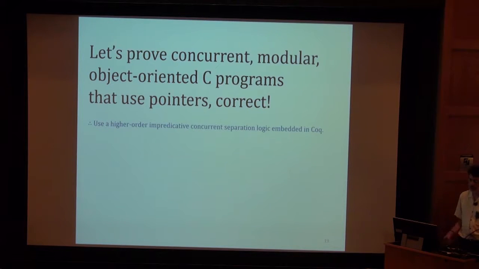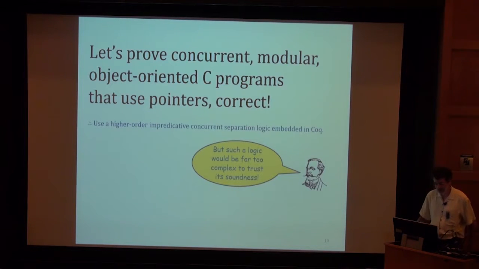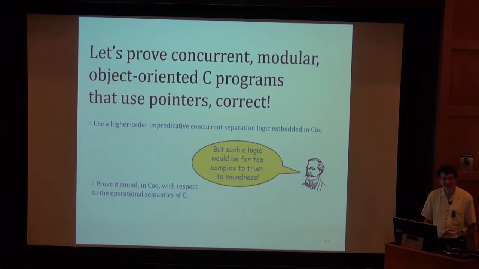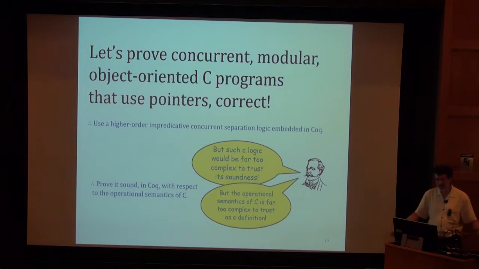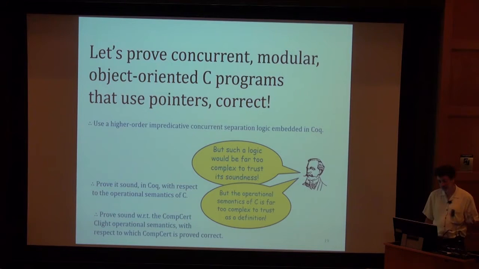And so therefore, we'll use a higher order impredicative concurrent separation logic embedded in Coq. But such a logic would be far too complex to trust its soundness. So we'll prove it sound in Coq with respect to the operational semantics of C. But the operational semantics of C is far too complex to trust as a definition. So we'll prove it sound with respect to the CompCert Clight operational semantics, with respect to which CompCert is proved correct. And if it turns out that that's not exactly C, that's all right.